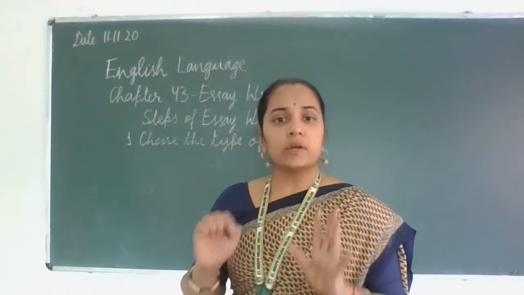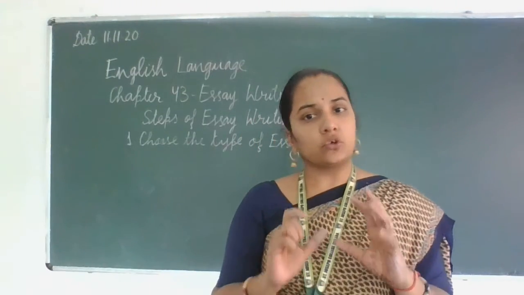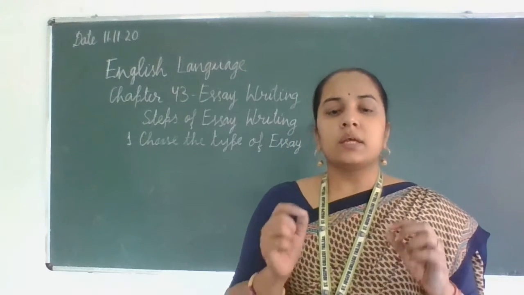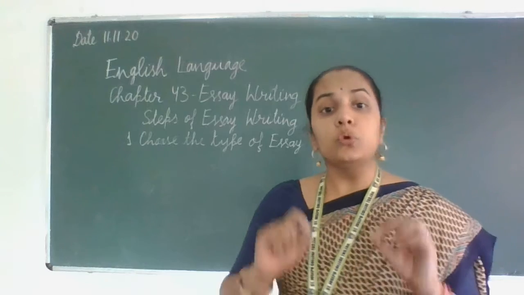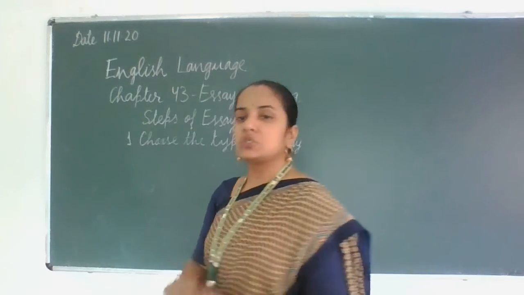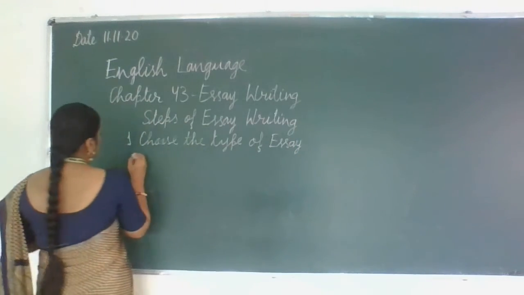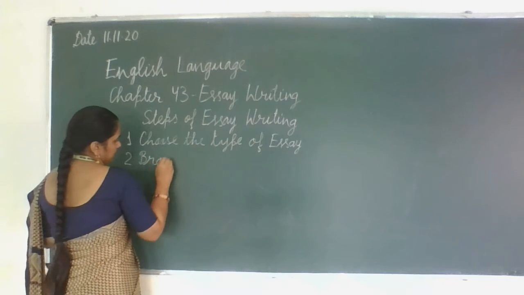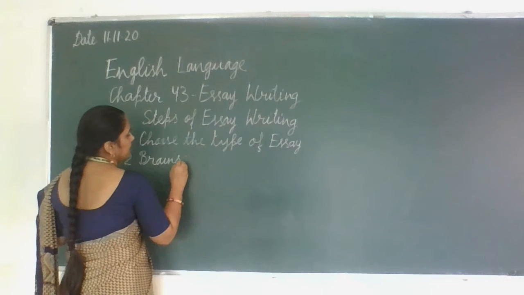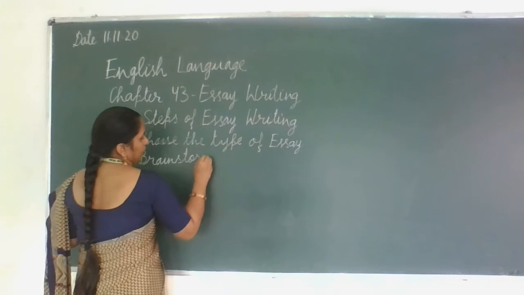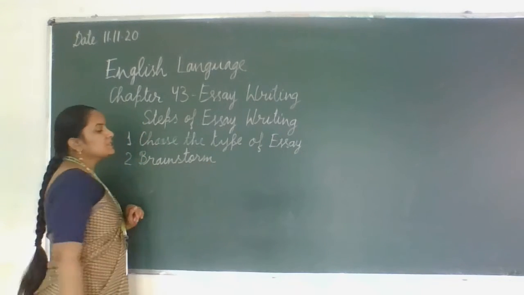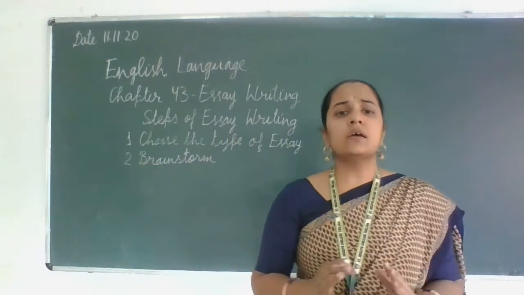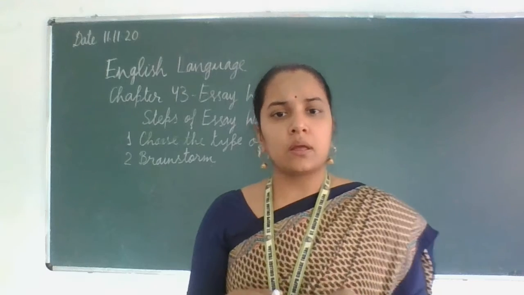Then, when you have decided what kind of essay you are writing, your topic is decided, then comes the second step. In the second step, what you need to do? You need to do the brainstorm. So, second step of writing an essay is brainstorm. What is brainstorm? To think about the topic.